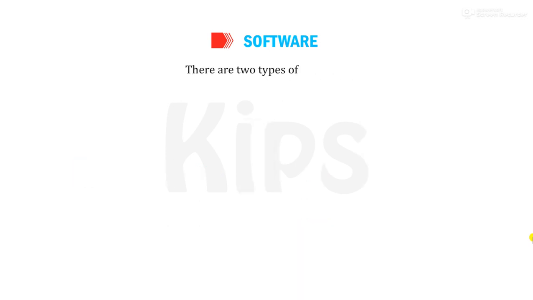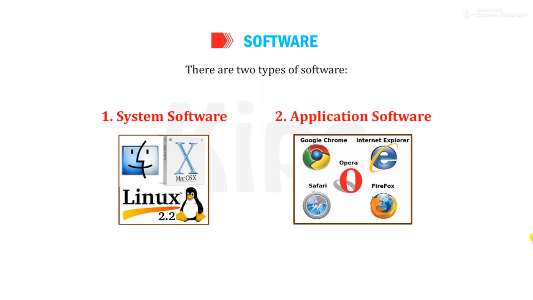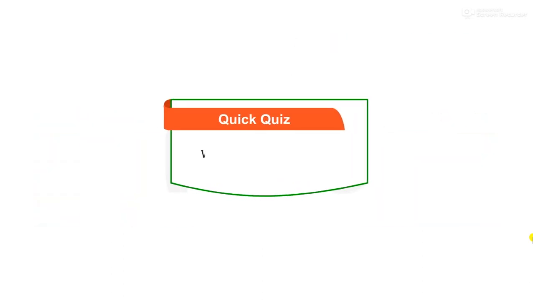There are two types of software: system software and application software. All right, students, can you quickly tell me who acts as the operating system in your school?